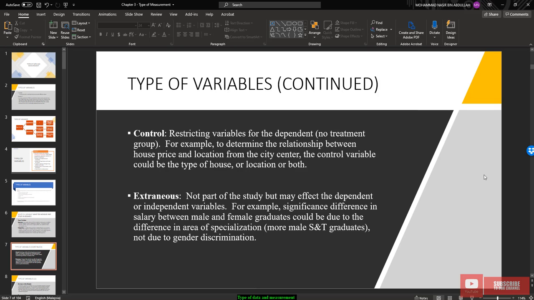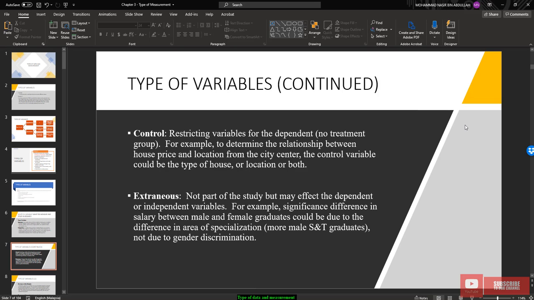Another type of variable I'm going to introduce is a control variable. So control variable is a strictly controlled variable for the dependent. There are no treatment group, right? For example, to determine the relationship between house price and location by city center, the control variable could be the type of house or location or both.